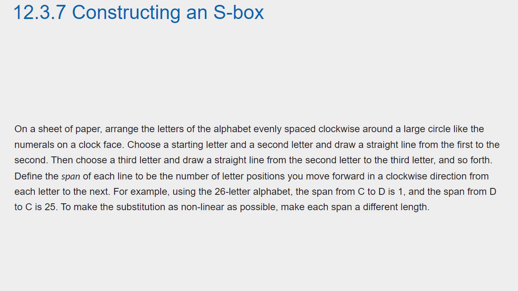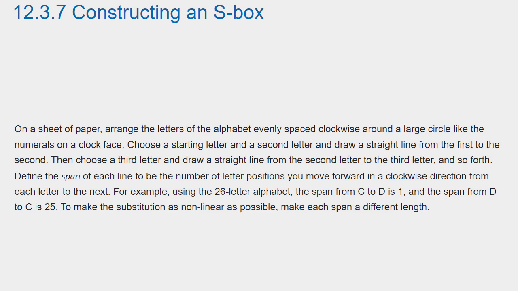circle, like the numerals on a clock face. Choose a starting letter and a second letter, and draw a straight line from the first to the second. Then choose a third letter, and draw a straight line from the second letter to the third letter, and so forth. Define the span of each line to be the number of letter positions you move forward in a clockwise direction from each letter to the next.